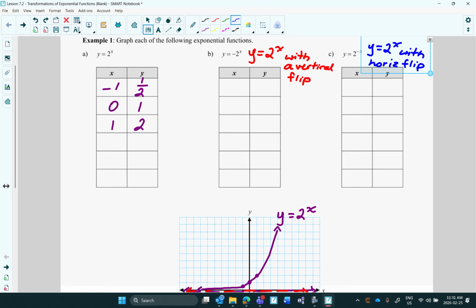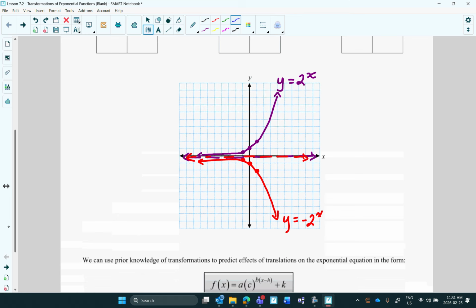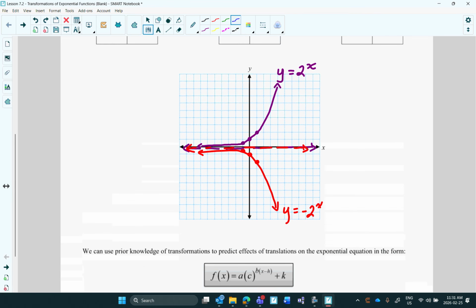Don't need to do a table of values. Okay? So I go back and I look at y equals 2 to the x and I flip them horizontally. So this flips here, this stays where it is, this flips here. This time the curve is approaching the positive x-axis. So again, the asymptote doesn't change.